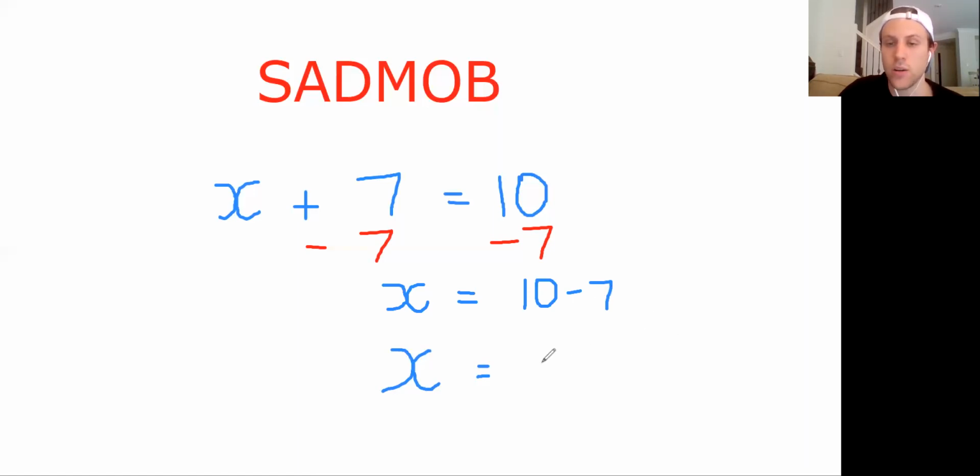And then we can finish this off. 10 take 7, what's that? It's 3. And we work our way back to what we knew from the start, something plus 7 equaling 10. It had to be 3. We've now got some working to show our way there.